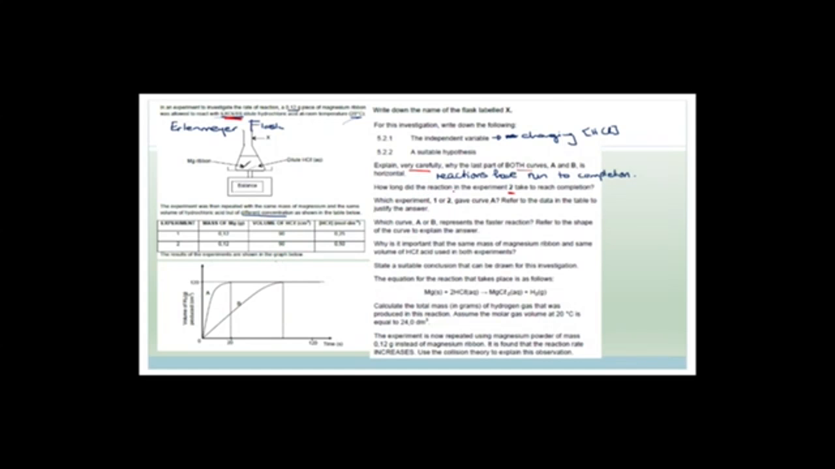So it says how long did the reaction in experiment two take to completion? We actually need to do those in the opposite direction because we need to read this off. If you look at this, do you agree that the curve is much faster? The only difference is that the concentration of HCl changes, and the concentration of the HCl is double, which means that the rate of this reaction is going to be much faster than this reaction. So A is experiment two and B is experiment one.